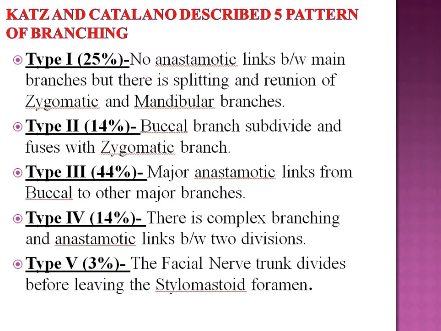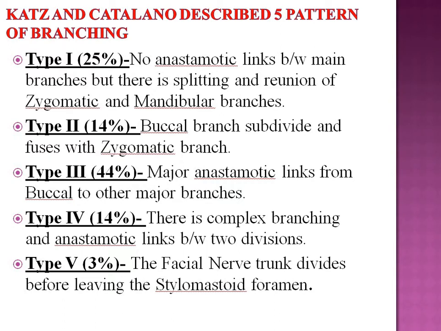Now this is the Katz and Catanzaro description of the 5 patterns of branching. In type 1, which is 25%, there are no anastomotic links between the main branches, but there is a splitting and reunion of the zygomatic and the mandibular branch. In type 2, which is 14%, the buccal branch subdivides and fuses with the zygomatic branch.